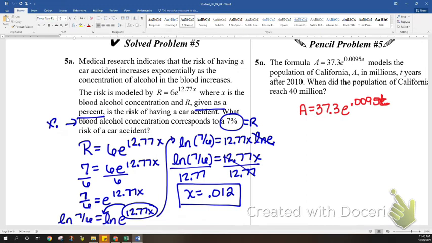All right, so what is A? It's the population of California in millions. What is T? The years after 2010. So it wants to know when, so we're looking for T. Did the population of California reach 40 million? So this 40 million is our A. And we're after T. All right, so we're going to plug in. Remember, A was in millions, so just plug in 40.